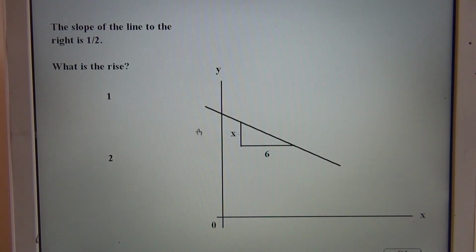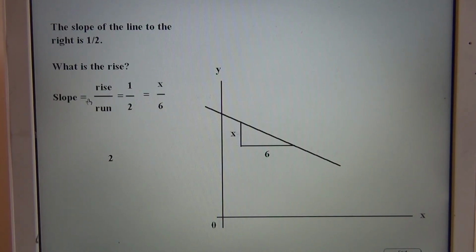Now, let's take a look at this line. Here's where we have to work backwards. First of all, let's analyze the line. Is this positive or negative slope? It's a negative slope because it moves from right to left. So we know there'll be a negative in our answer. They tell us that the slope of this line is 1/2. And we have to calculate the rise for this.